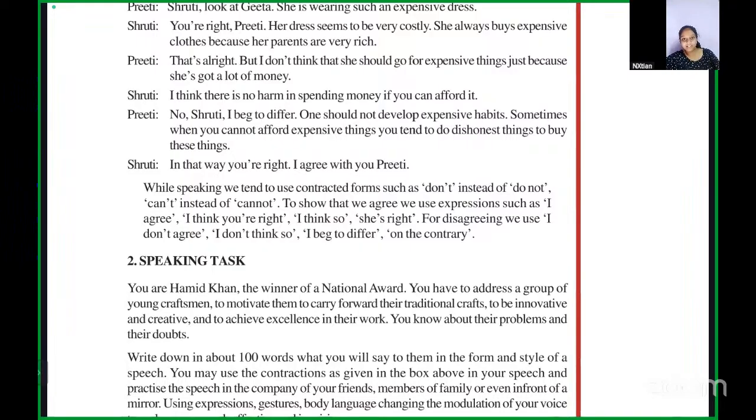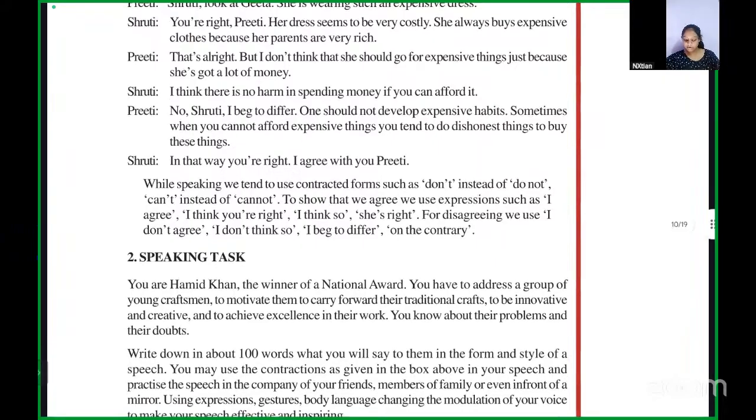Okay? We say I agree. Instead of I agree, also we say agreed or true, or right. Like that we say. So I think so. She is right. For disagree, we use I don't agree or I don't think so or I beg to differ or on the contrary. When we think differently, or when we disagree, we use these phrases.